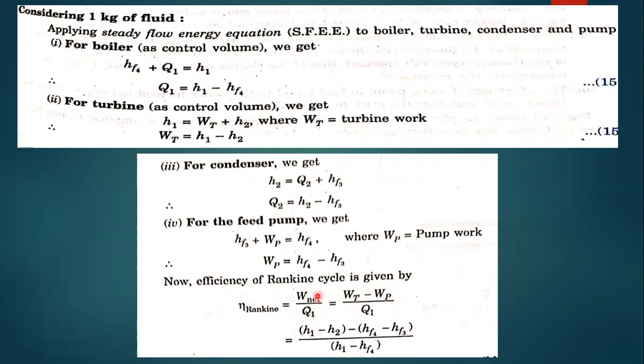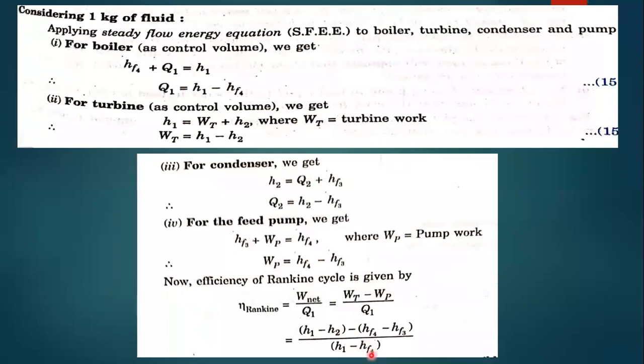We have already derived all these things. What is the turbine work? The turbine work we have derived is H1 minus H2, and the pump work we have also derived. What is the pump work? HF4 minus HF3. And what is the heat supplied? The heat supplied we have also calculated, that is H1 minus HF4.